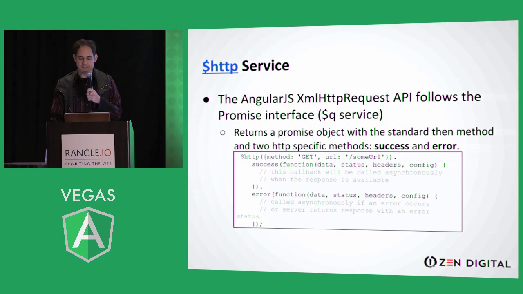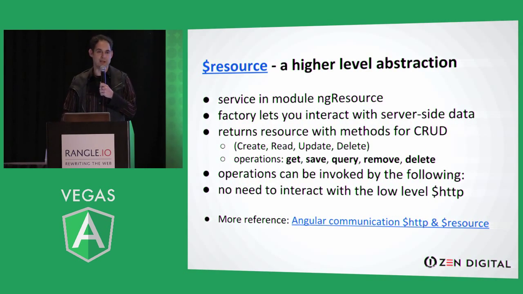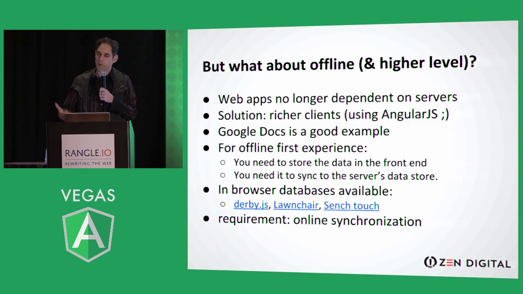And we have the HTTP service that follows the promise interface, and that returns a promise object with a standard then method. Or we have the higher level abstraction of a resource. It's a service in the module ngResource, and a factory lets you interact with server-side data. And this returns, once again, the resource with the methods for CRUD, and you have the operations get, save, query, remove, and delete.